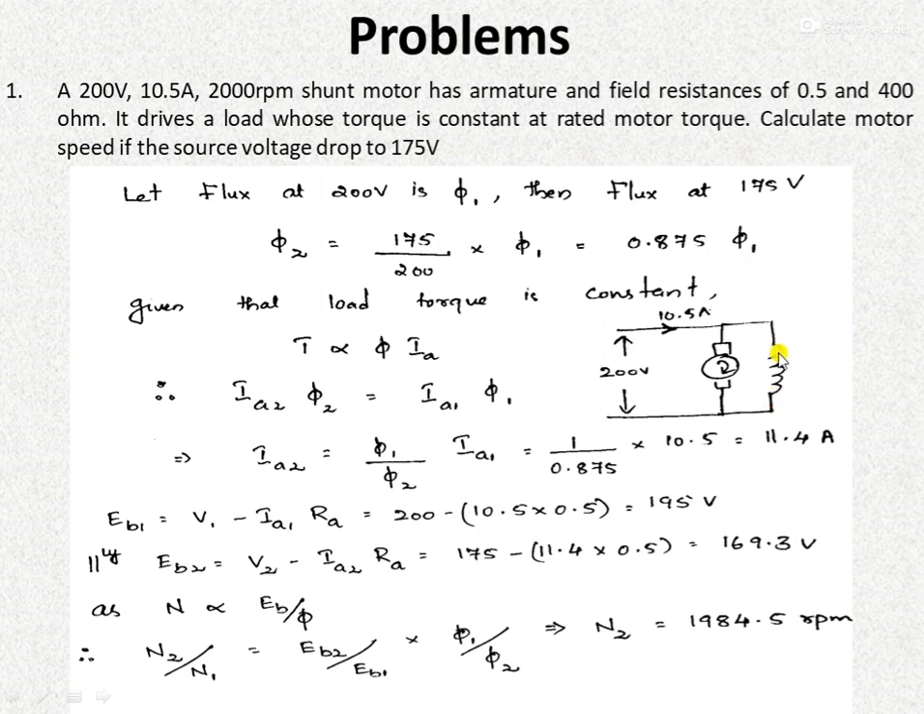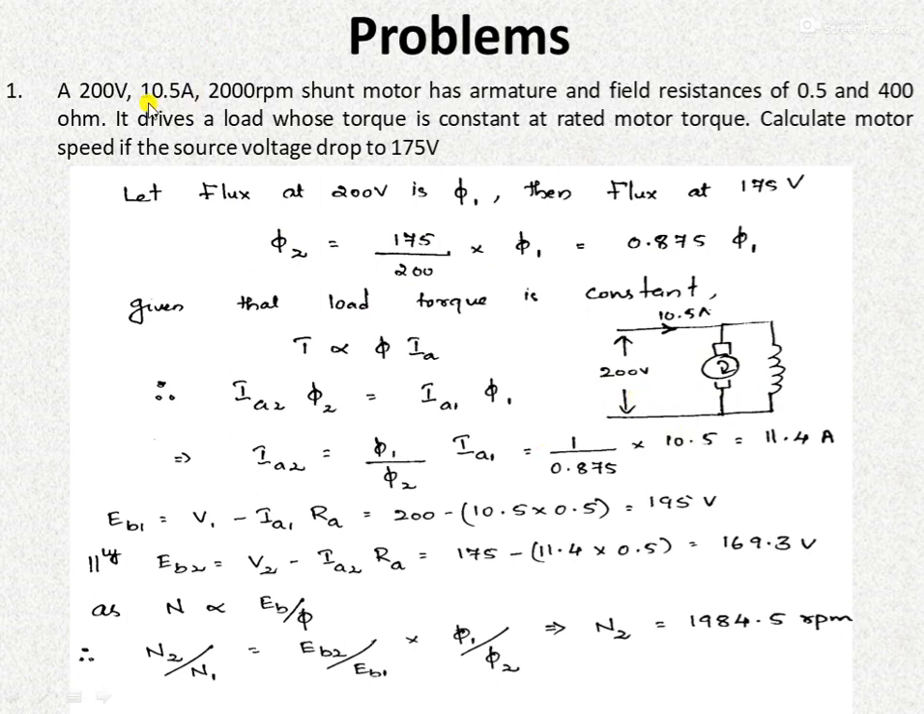As the flux produced by this field winding is directly proportional to the field current, and the field current flowing through this field winding is directly proportional to the voltage which is provided here, we will be able to find that whenever we are provided with 175 volt, the flux which is produced in this machine is 87.5% of that at the 200 volt supply.